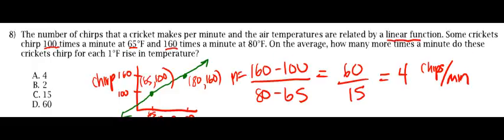Notice the units on here. This one up on top, these were talking about chirps. Down here, it's talking about minutes. So this is 4 chirps a minute. So one thing you need to know about lines is that their slope is also a rate of increase. Okay, it's a rate change.